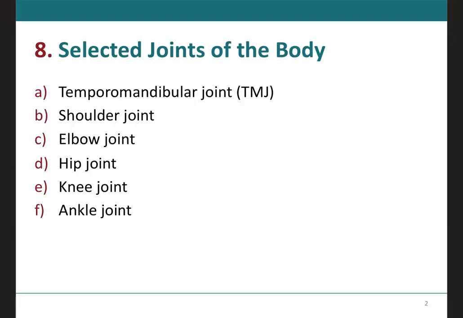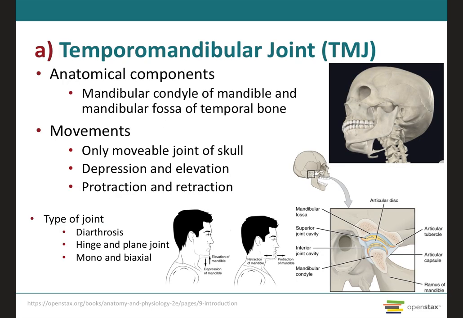The types of joint that we're going to be covering in this module are the temporomandibular joint, which can also be called TMJ, the shoulder, the elbow, the hip, the knee, and the ankle joints. The temporomandibular joint is going to be a joint between the mandibular condyle, which is the structure right over here at the tip of the mandible, and the mandibular fossa, which is the depression that's part of the temporal bone.